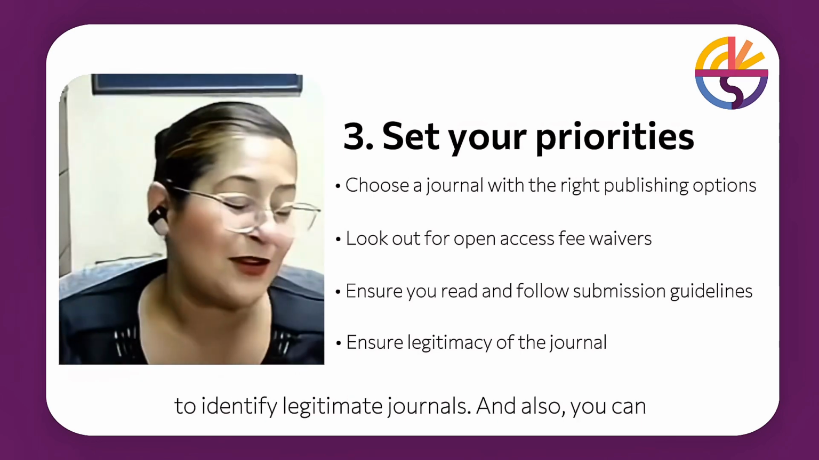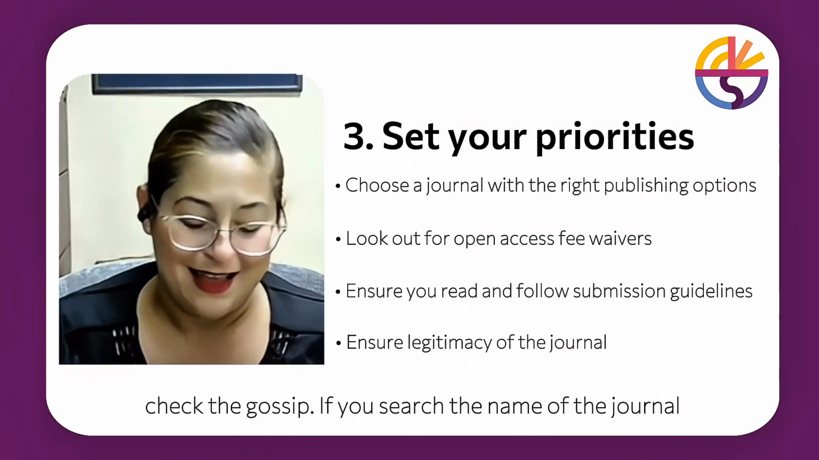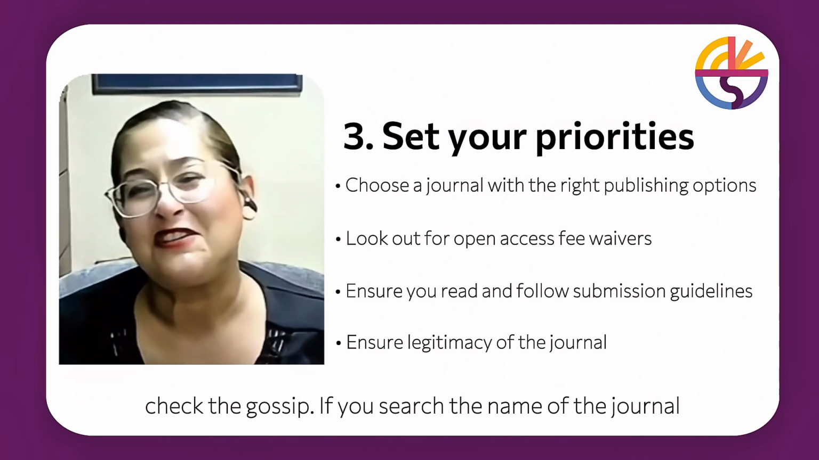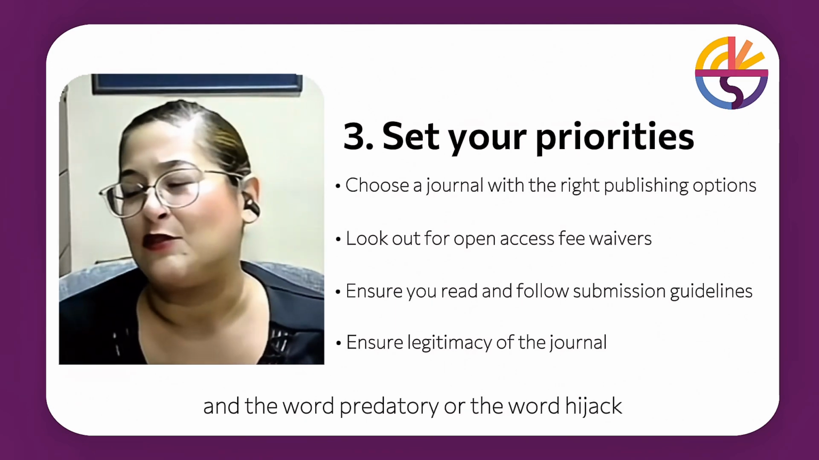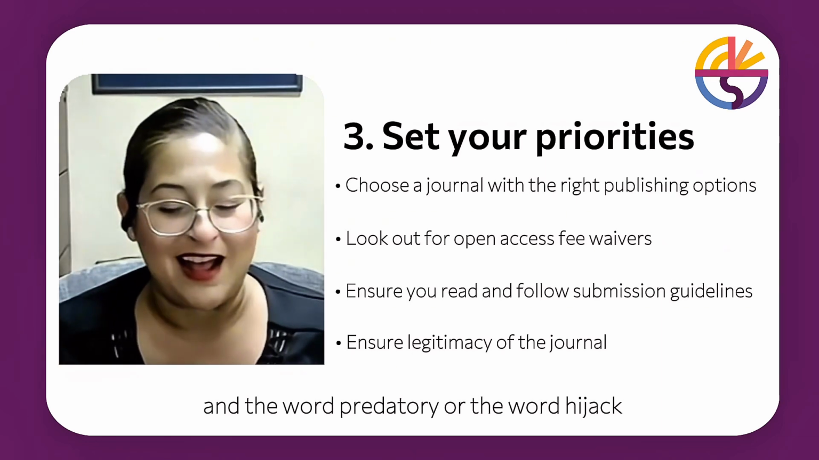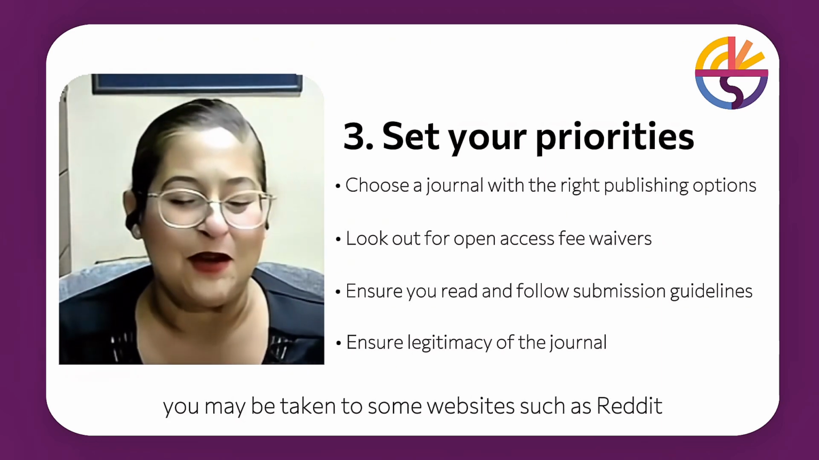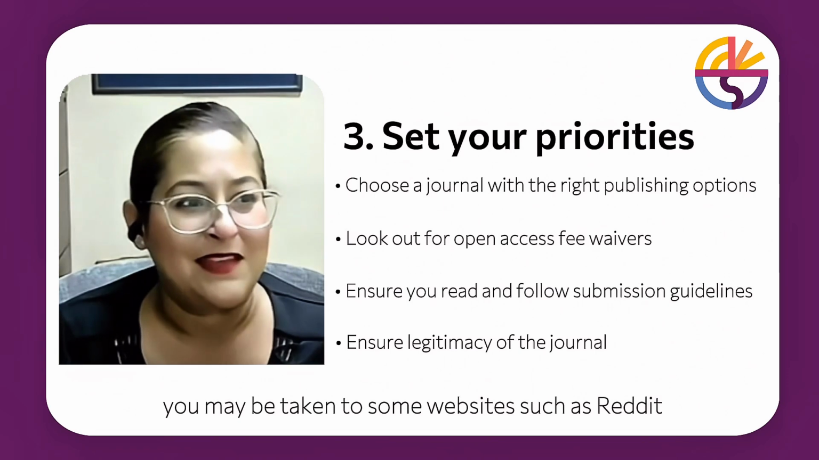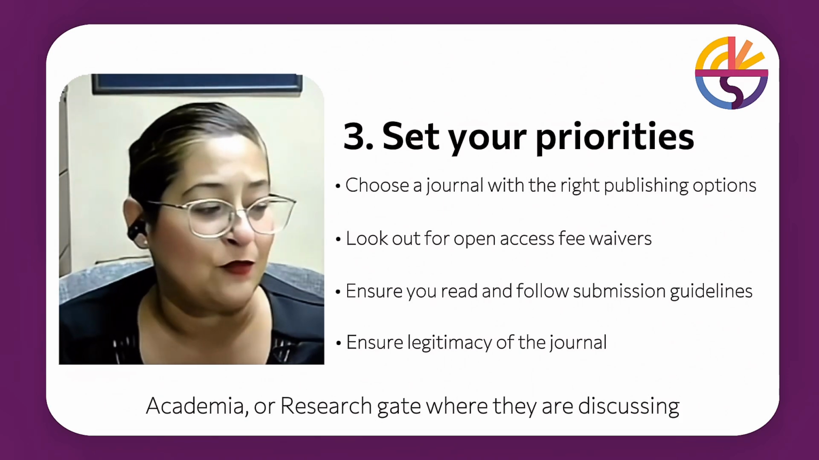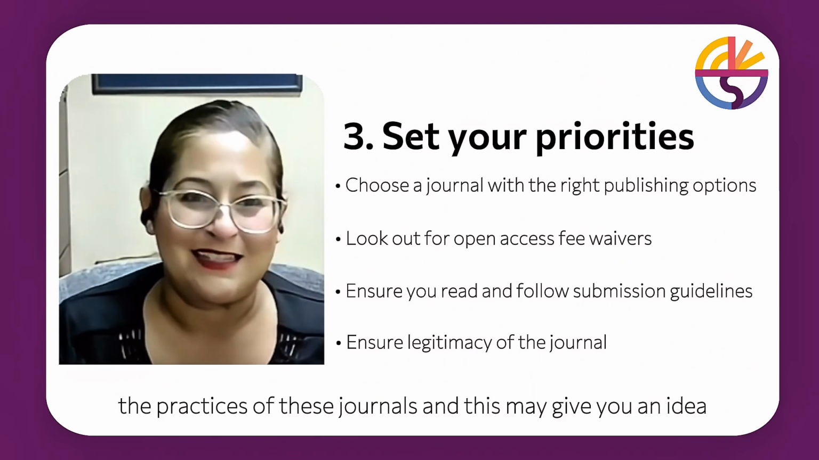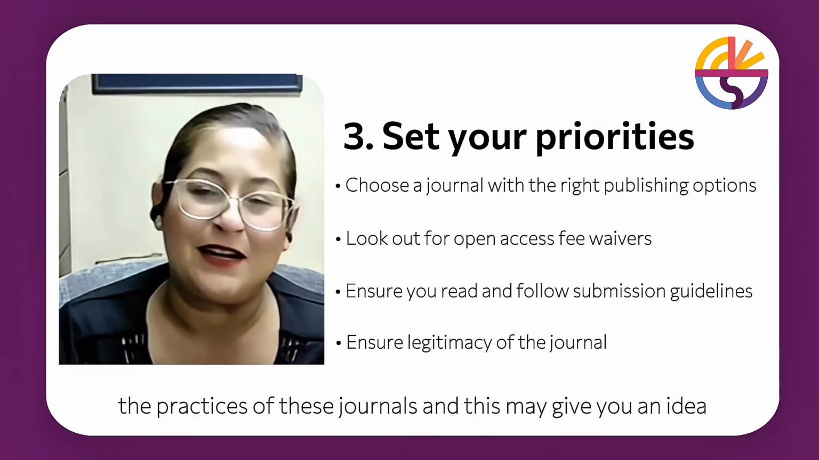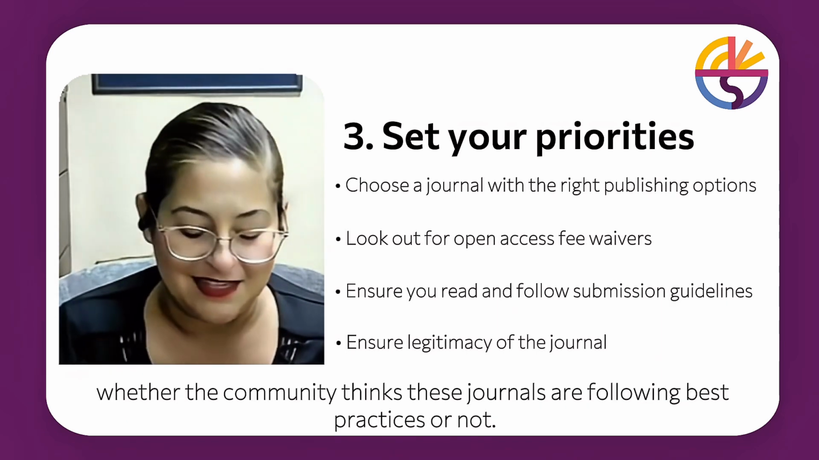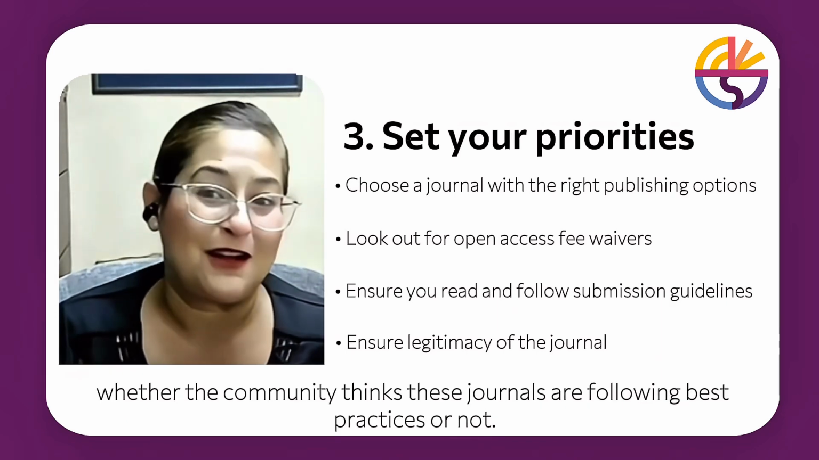And also, you can check the gossip. If you search the name of the journal and the word predatory or the word hijack, you may be taken to some websites such as Reddit, Academia, ResearchGate, where they are discussing the practices of these journals, and this may give you an idea whether the community thinks these journals are following best practices or not.